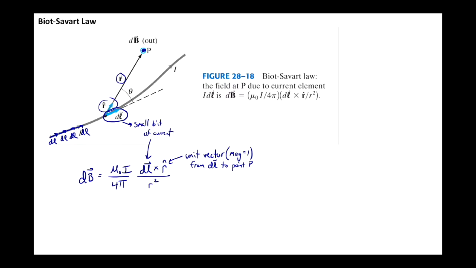If you needed to find r hat specifically, I should point out that it is equal to the r vector divided by the magnitude of the r vector. That's what allows it to have just a magnitude of 1.